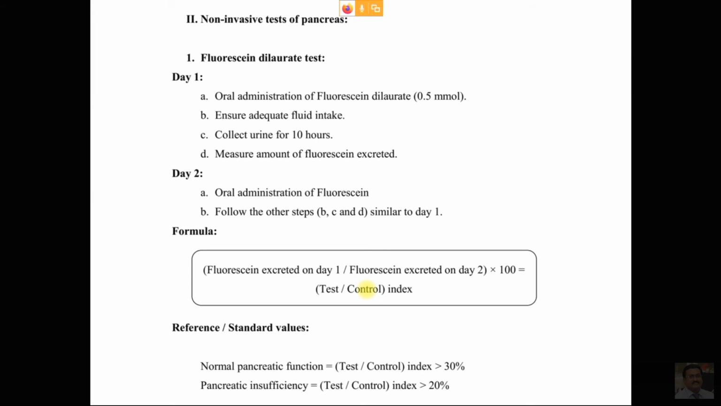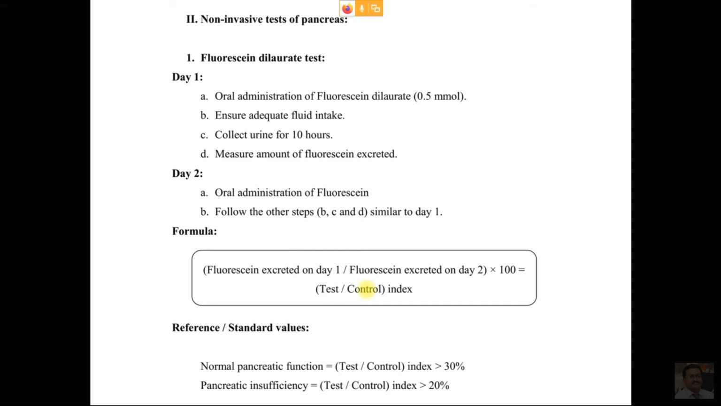And we have to collect the urine for 10 hours. We have to advise the patients to stay in the hospital, or otherwise we can give them a sterile can, so they can collect all the urine sample for 10 hours without any contamination, at home or in the hospital. Then we measure the fluorescein excreted in the urine. The sterile urine sample has to be processed for the determination of the fluorescein.